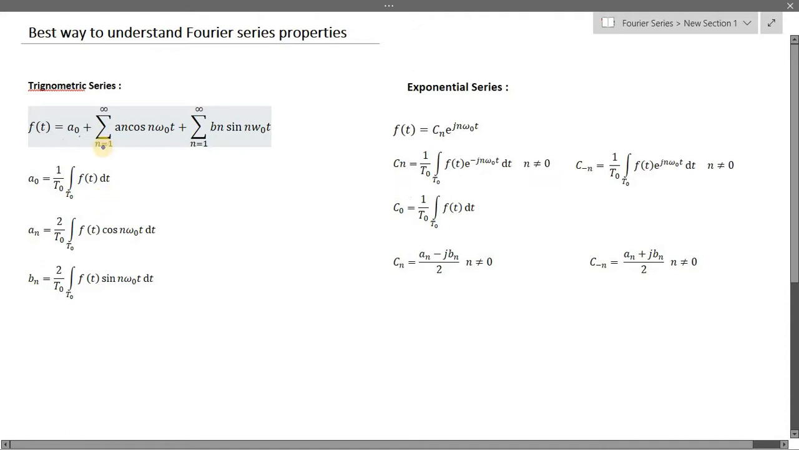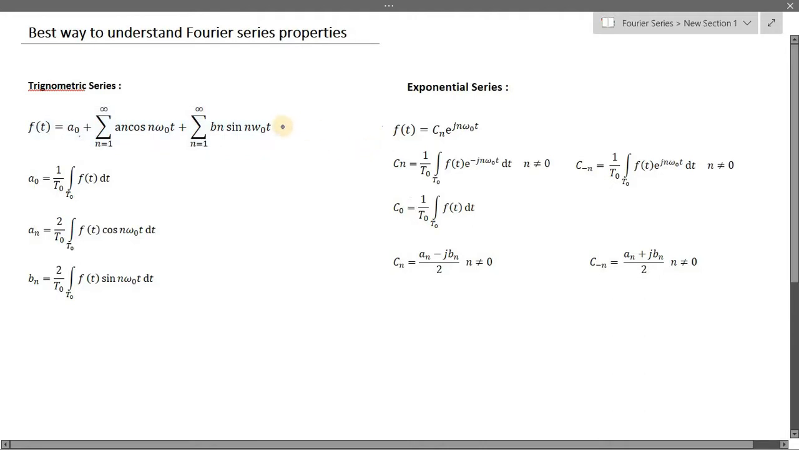So in trigonometric series we have to find three coefficients, while if you see the exponential series formula, f of t is equal to summation c of n e raised to j n omega naught t, and the cn formula is this. Okay, so if you see this carefully, here in f of t you have only one Fourier coefficient as compared to trigonometric series where you had three Fourier coefficients. So it's always better to use the exponential series as compared to the trigonometric series formula. Also, this exponential series is nothing but a compact version of the trigonometric series.